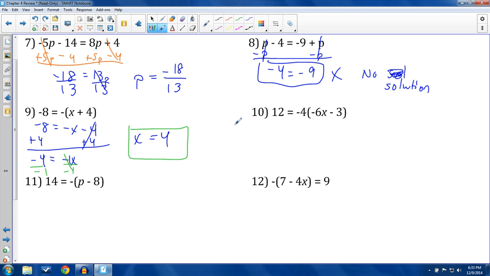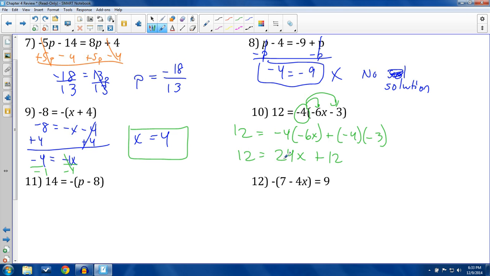Okay, same thing as last time, only this time there's some actual distribution involved. I have to take the negative 4 and multiply it by the negative 6 and by the negative 3. I'll go and do this one step at a time. Negative 4 times negative 6x. And then I'm going to put the plus there only because I'm putting the negative right here so you don't forget to actually do negative times negative here. 12 equals positive 24x. That's negative 4 times 6x, plus negative 4 times negative 3 is positive 12.